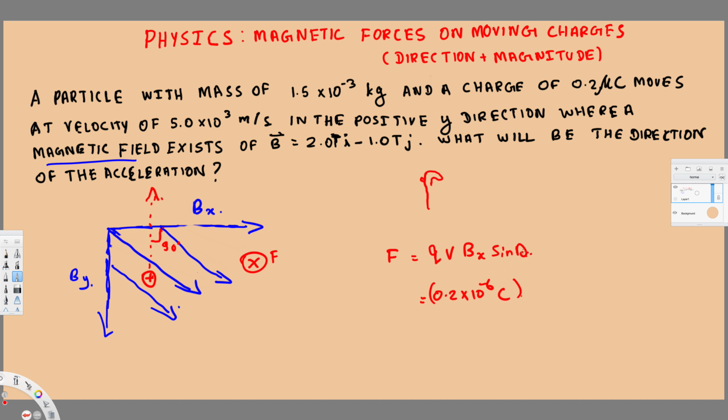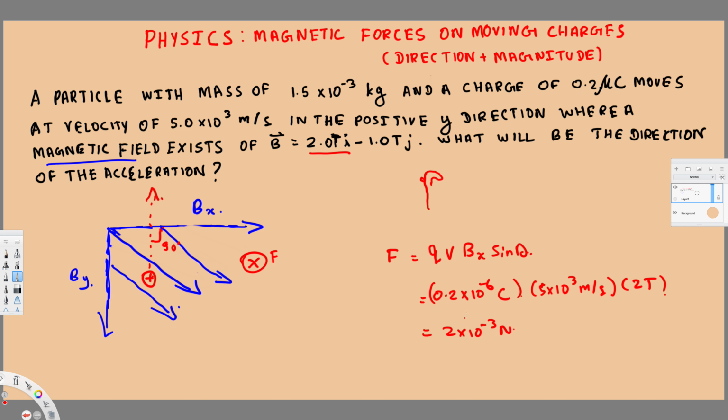V is the velocity that's provided, 5 times 10 to the power of 3 meter per second, and Bx. So that's what Bx is provided like this. In the x direction we have 2 Tesla. So that's what we are going to use. In the y direction we don't have any force, so we don't have to worry about that, right? We want to use this one, the x direction one. So here we are going to use 2 Tesla. And if you calculate this one, that's going to give you 2 times 10 to the power minus 3 Newton.